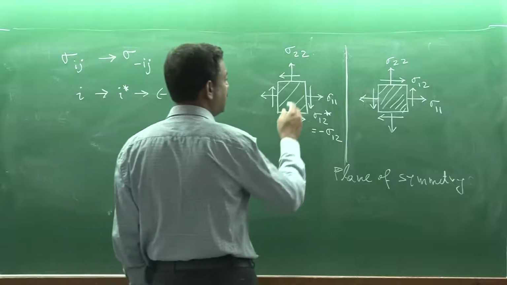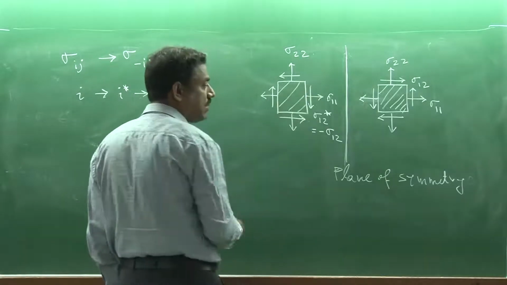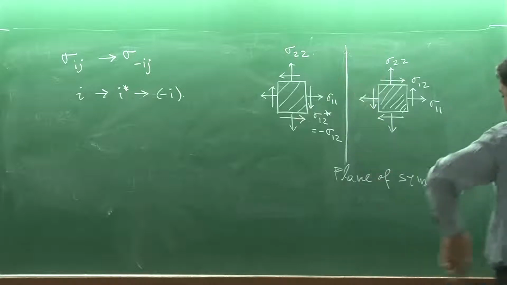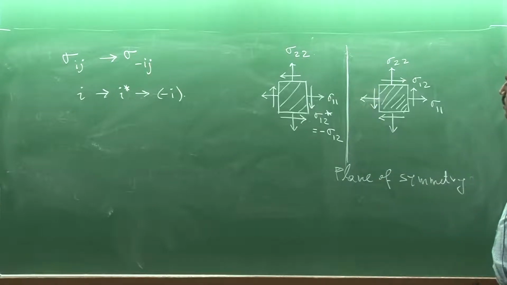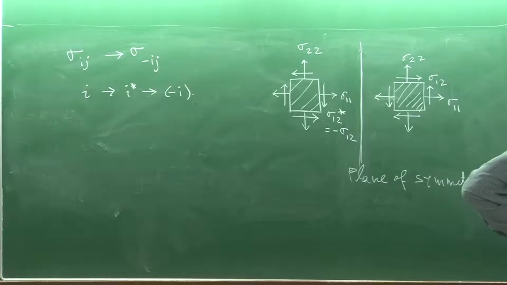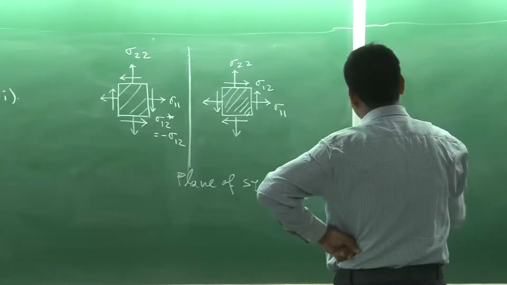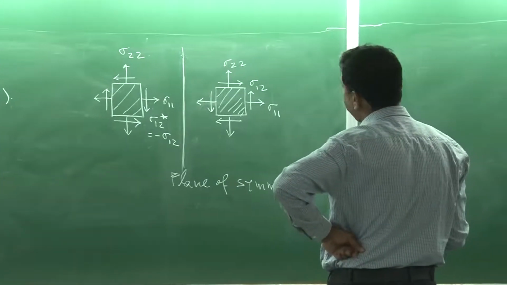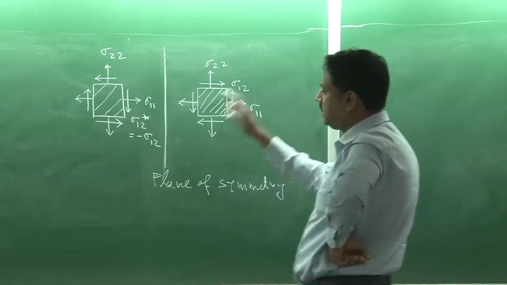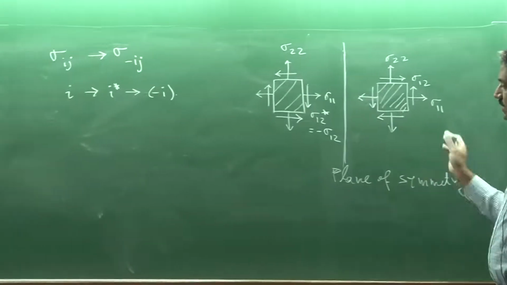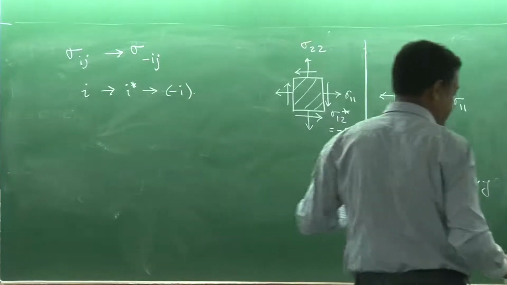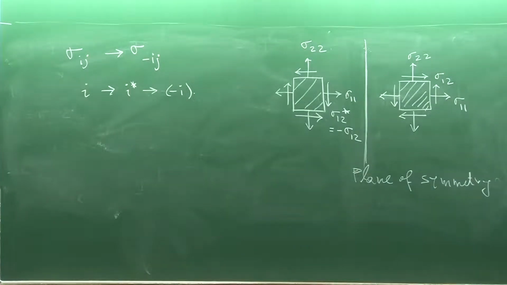Similarly, sigma 21. You see that this is called a plane of material symmetry. So, that is the way we should explain. For any plane you consider, this is basically the principle of material symmetry, and this is the way it can be explained. Now, I will see mathematically how we can use this.